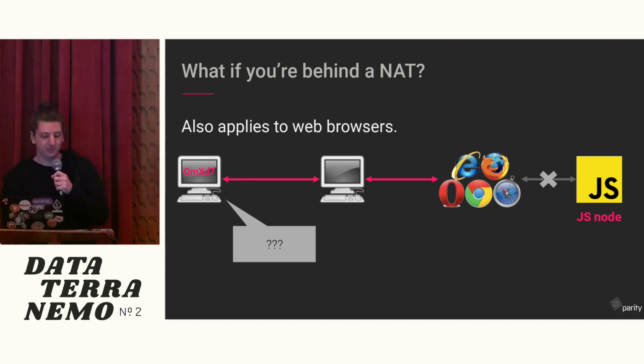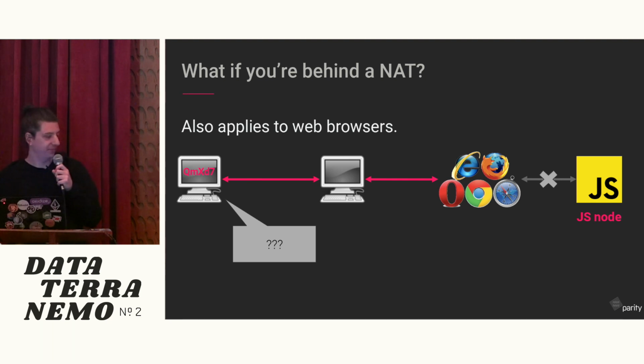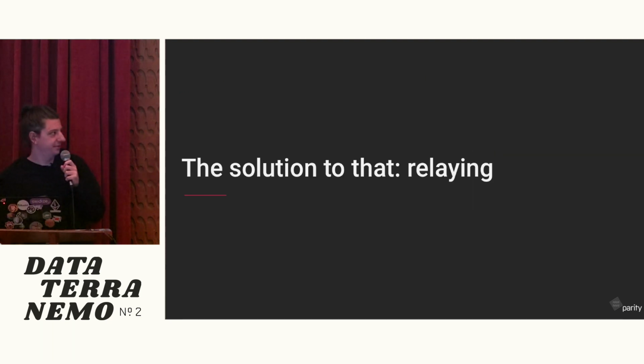This also applies to browsers. One use case of libp2p is being able to have a node written in JavaScript that speaks libp2p, and browsers don't accept incoming connections, unfortunately. You cannot go through this barrier of Firefox or Chrome. And the solution that libp2p provides is relaying.